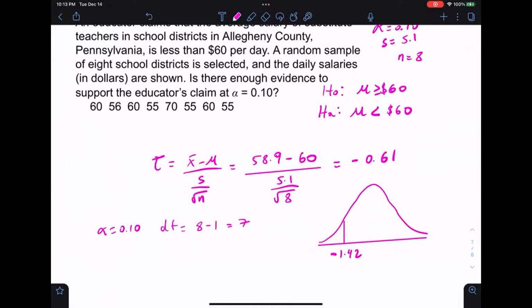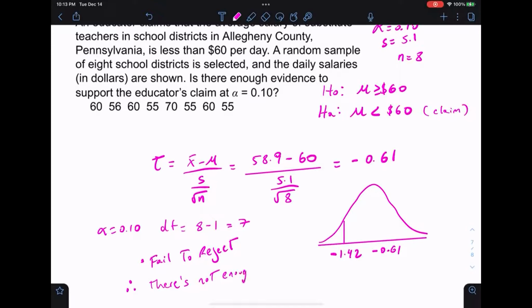Now what we need to do is state if we reject or not. So our value is negative 0.61. That's not to the left. That should be somewhere in the non-rejection region, somewhere around here. Therefore, we fail to reject. That's our conclusion, and our final statement should say there's not enough evidence to support the claim. This is the claim. There's not enough evidence to support the claim.